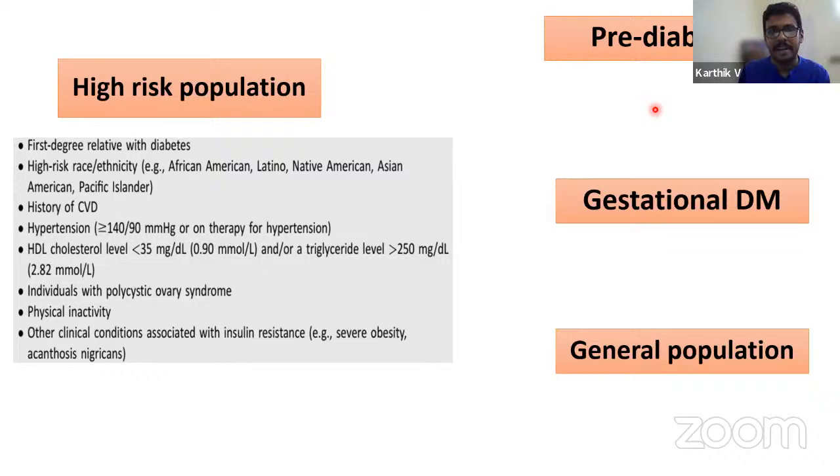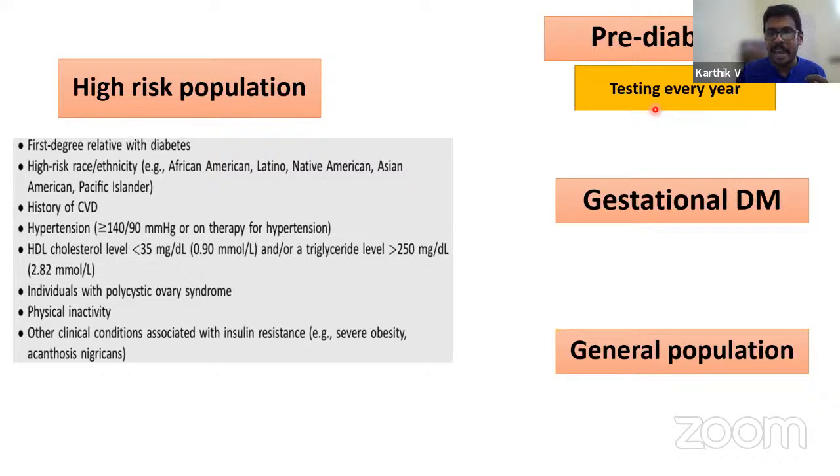Now, what about pre-diabetes? As you know, pre-diabetes is the fasting plasma glucose lying between 100 and 125 milligram per deciliter, and 2-hour postprandial glucose after OGTT lying between 140 to 199 milligram per deciliter, or A1C lying between 5.7 to 6.4%. So if an individual is diagnosed to be having pre-diabetes, then he should undergo testing for diabetes every year, because it is said that around 10 to 15% of pre-diabetes gets converted to overt diabetes every year. So you'll have to test for that every year in a pre-diabetes patient.